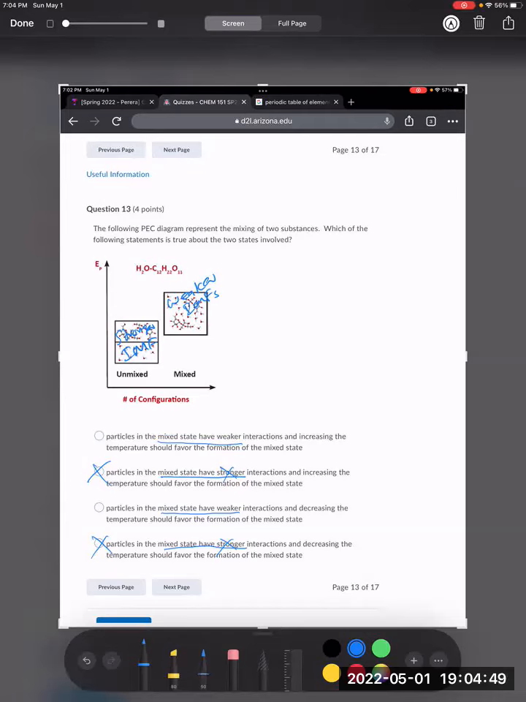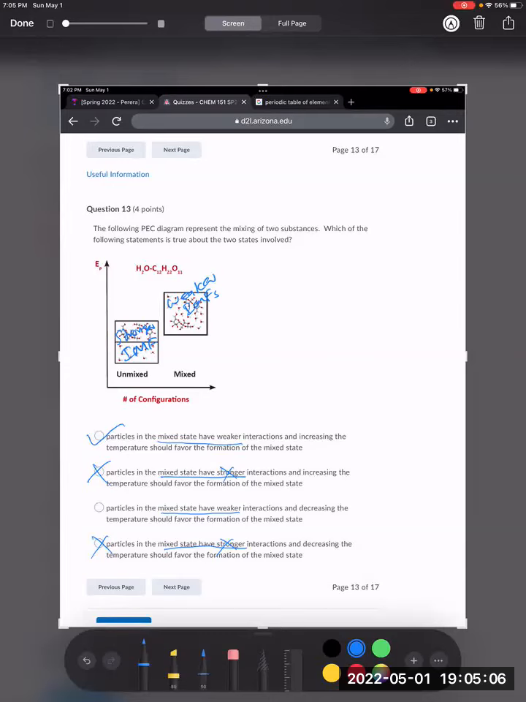And option A says particles in the mixed state have weak interactions, which is correct, and an increase in the temperature should favor the formation of the mixed state. That is absolutely correct. And let's read option C as well, even though we already have the answer. Particles in the mixed state have weak interactions. That is correct.